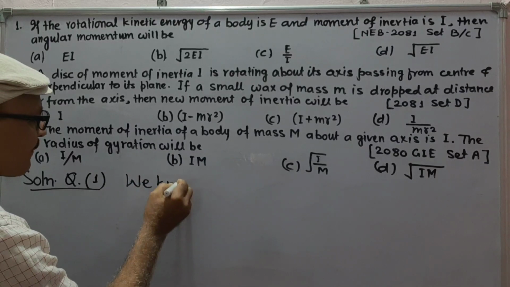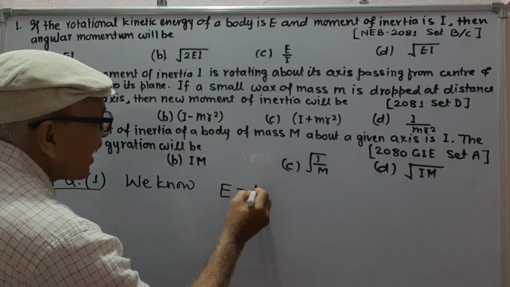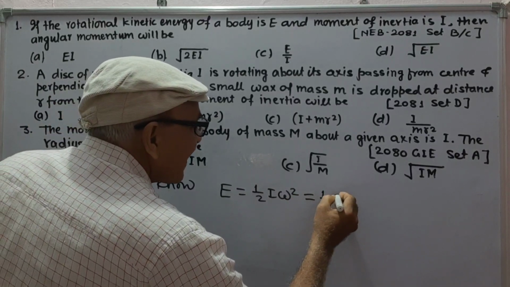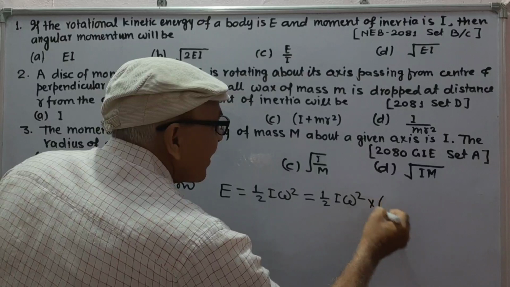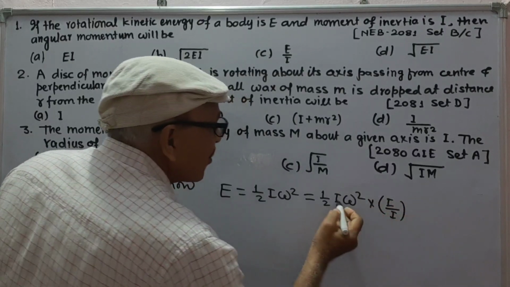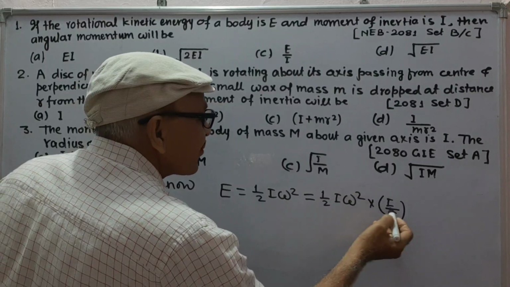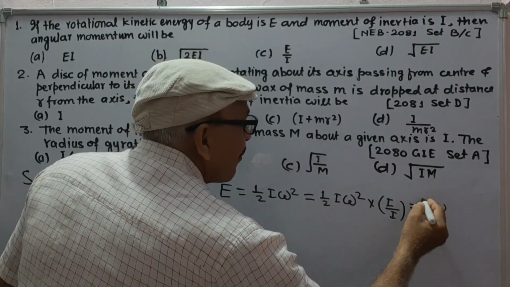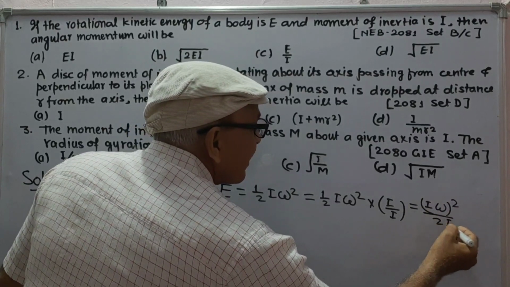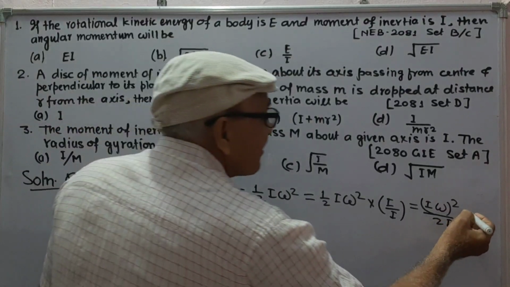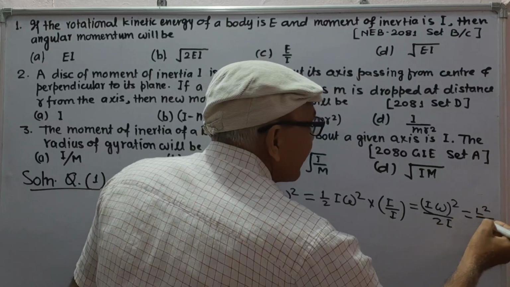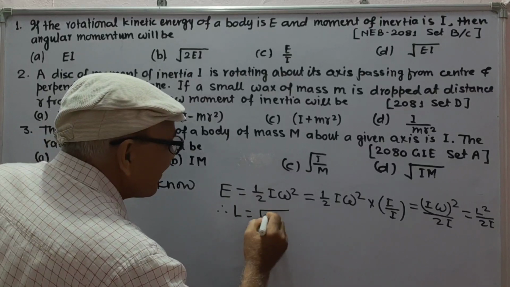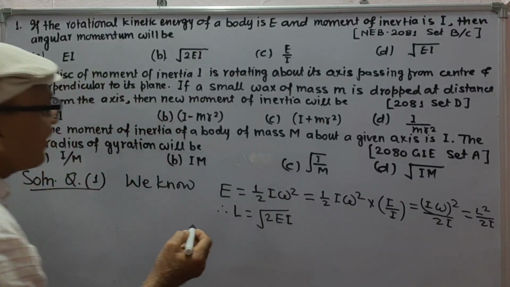We know rotational kinetic energy is given by half I omega square, which may be written as half I omega square into I upon I. So it becomes I square omega square upon 2I, and we know I omega is angular momentum L, so it is L square upon 2I. It gives angular momentum L as under root 2 EI. So the correct option will be B.